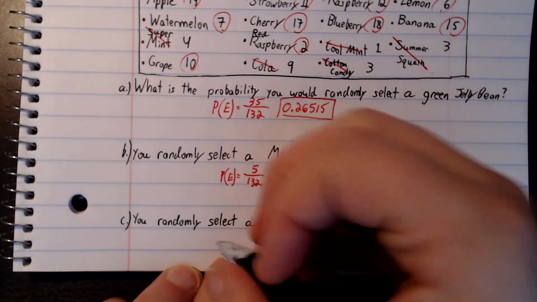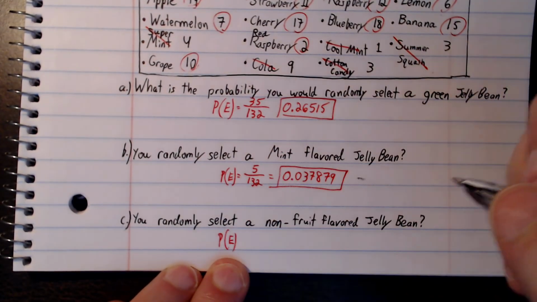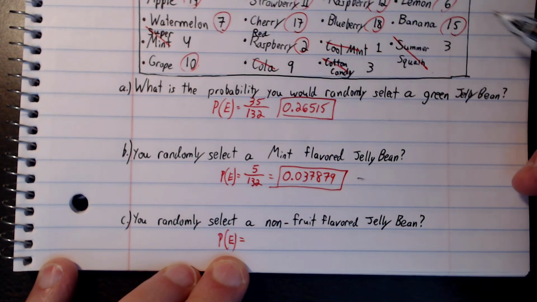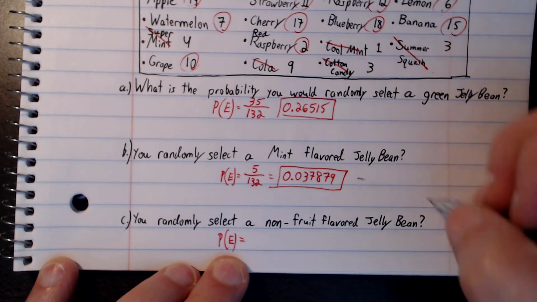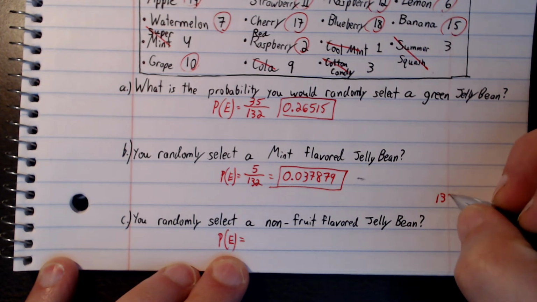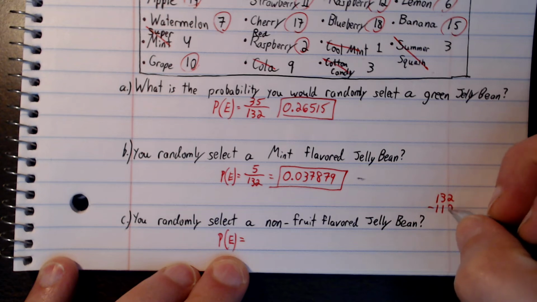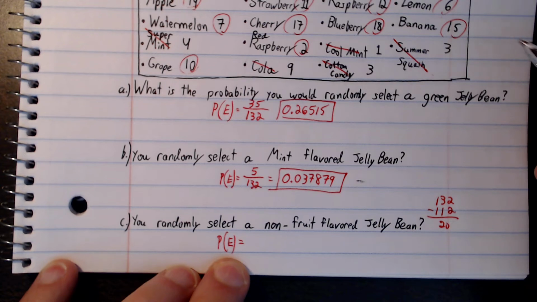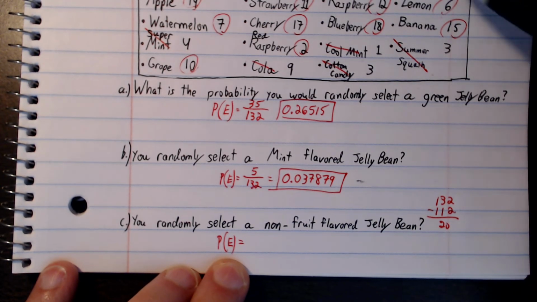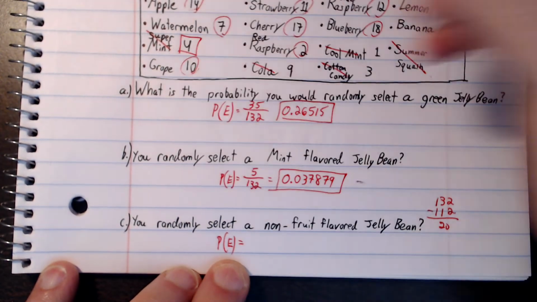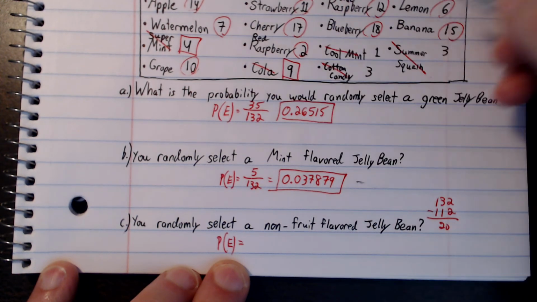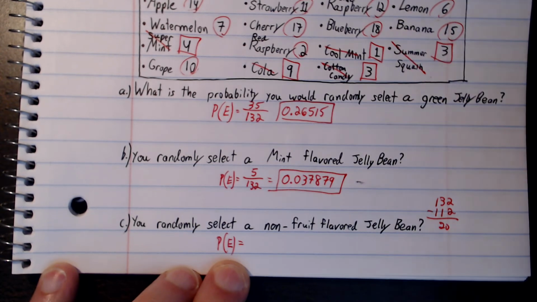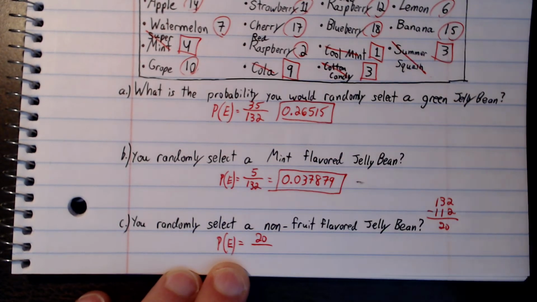So there are 112 fruit flavored out of 132. So if we take 132 and we get rid of the 112, that would leave us with 20. I kind of did that backwards because I misread this question. So let's just count the non-fruit ones. 4 plus 9 is 13. 14, 17, 18, 19, 20. Alright, so that'll work out in the end.